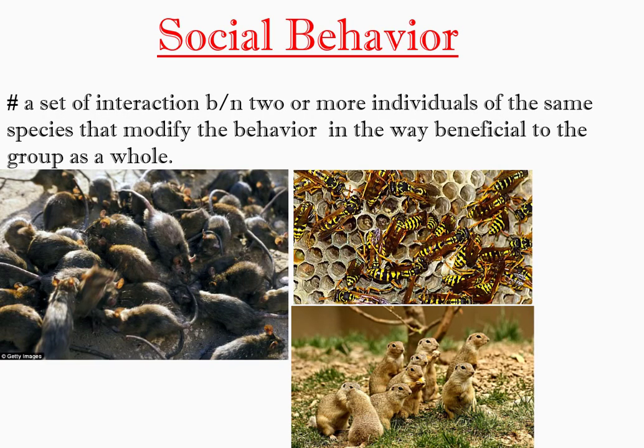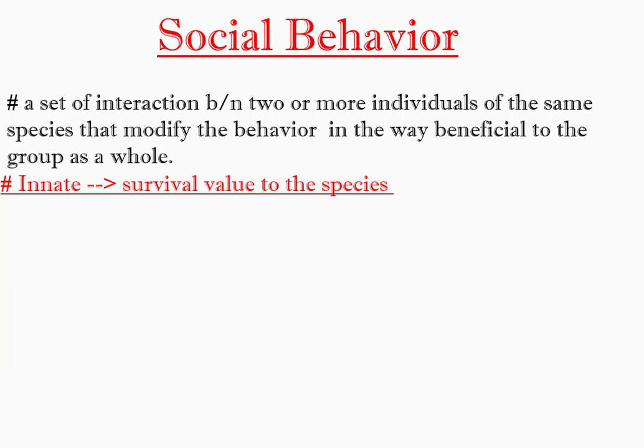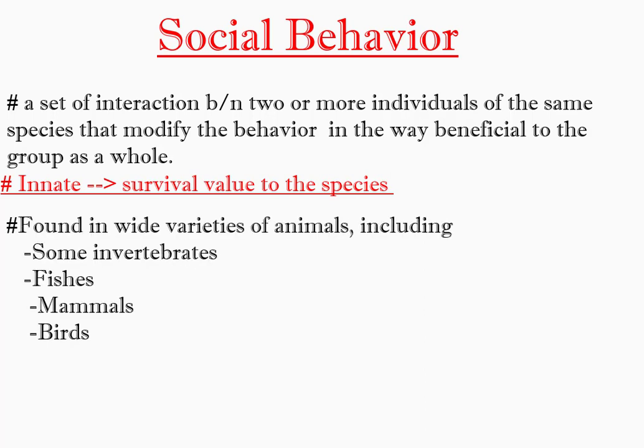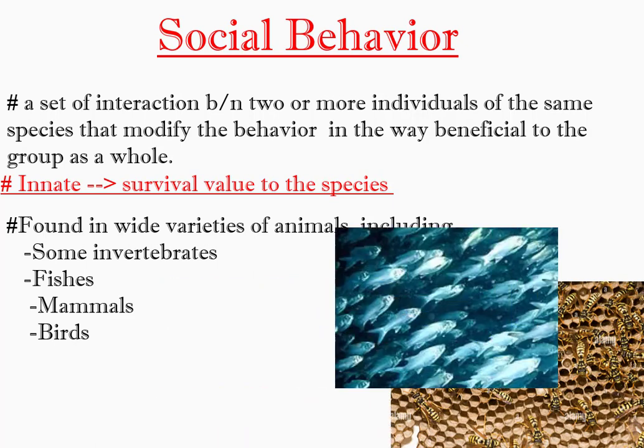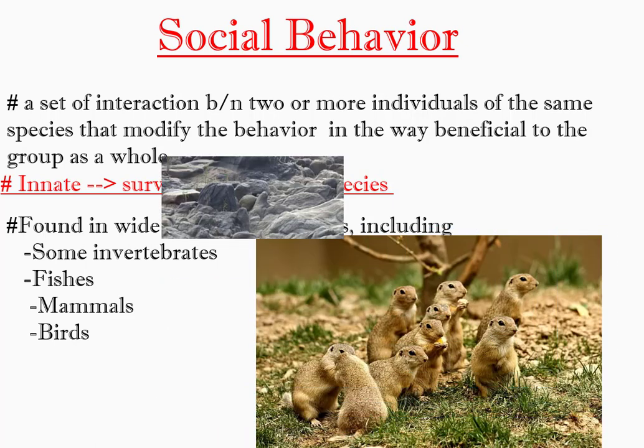What is social behavior? Social behavior is a set of interactions between two or more individuals of the same species that modify the behavior in a way beneficial to the group as a whole. Since social behavior is innate, it has survival value to the species as a whole. This social behavior is found in a wide variety of animals that include some invertebrates, fishes, mammals, and birds.